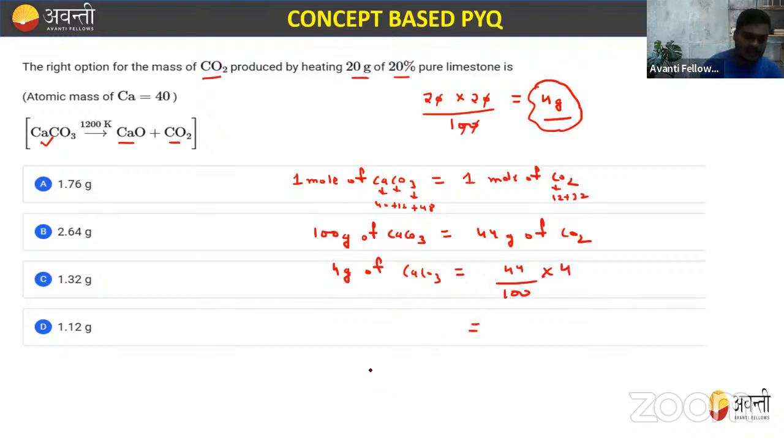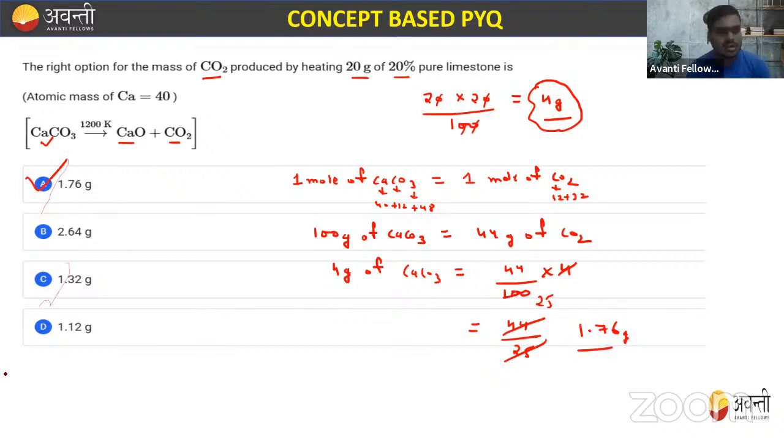So on solving, what will you get? On solving, what will you get, beta? So this will come out to be 4, and this will be cancelled 25. So this is 44 divided by 25. So on solving, you will get 1.76 gram. 1.76 gram. So which one is the correct option? That is option number A. So option number A is correct for this question.